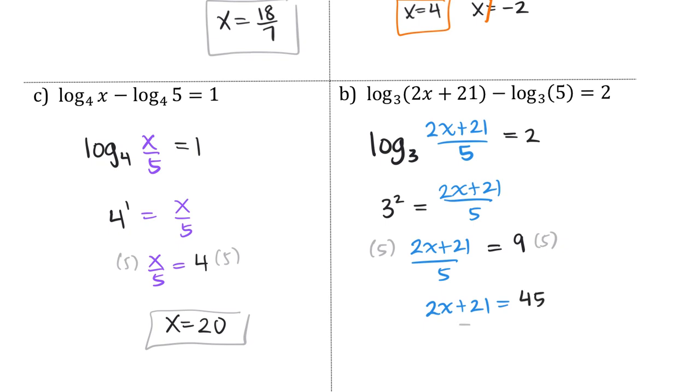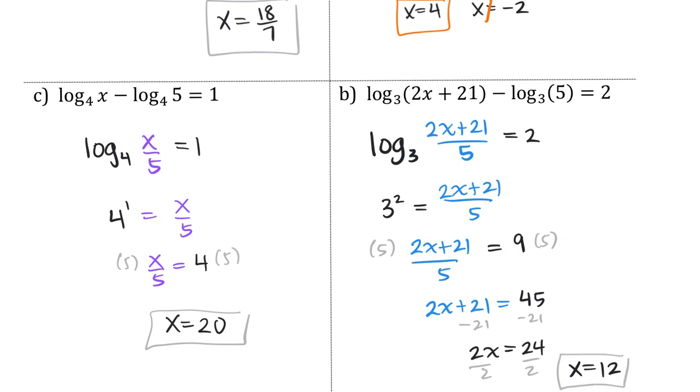Okay, now we solve like normal. So 2x equals 24. Divide by 2, I get x is 12. Okay, I need to check that it's going to make my arguments positive. So 2 times 12, that's positive, plus 21, that's positive. So it's going to keep our arguments positive. So the answer is x equals 12.